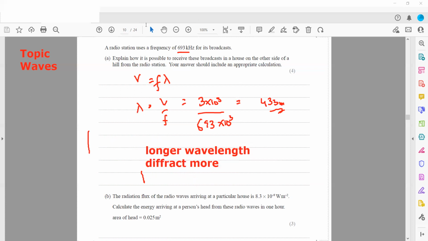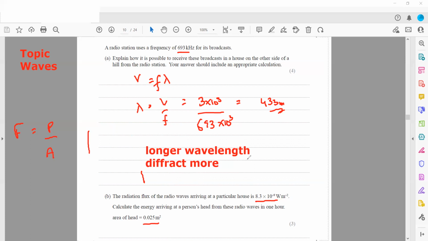The second part: the radiation flux of radio waves arriving at a particular house is given in watts per meter squared. The formula relating the radiation flux is power per unit area, P divided by A. Calculate the energy arriving at a person's head from these radio waves in 1 hour. The area of the head is 0.025. We have the flux and the area, so we'll find how much power there is.